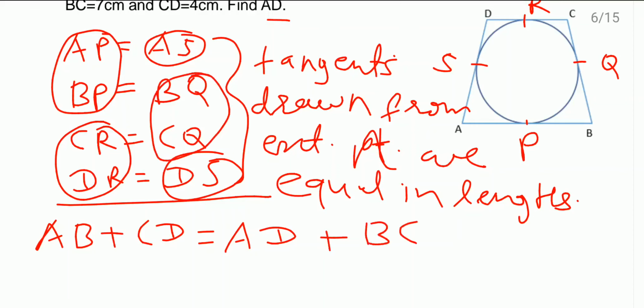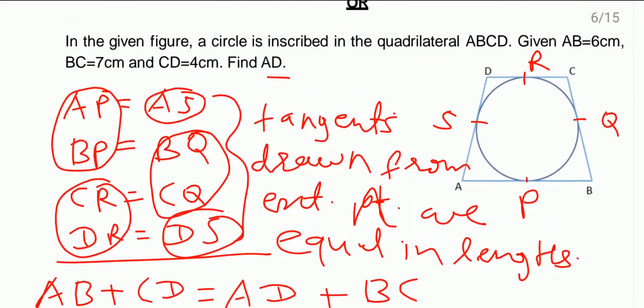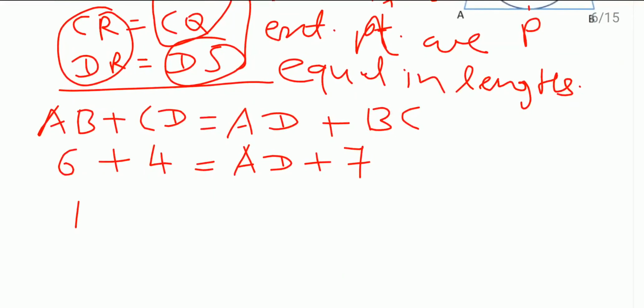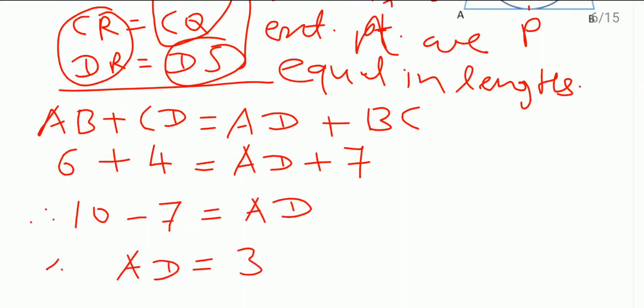I will just substitute the values. Value of AB they have given us as 6 centimeter. So AB is 6. CD is given as 4. AD we don't know. And BC is 7. See here? So this is 10. This 7 will come this side. So AD which is equal to, therefore AD which is equal to 3 centimeter. And we got our answer. Correct? Let us go towards another sum.